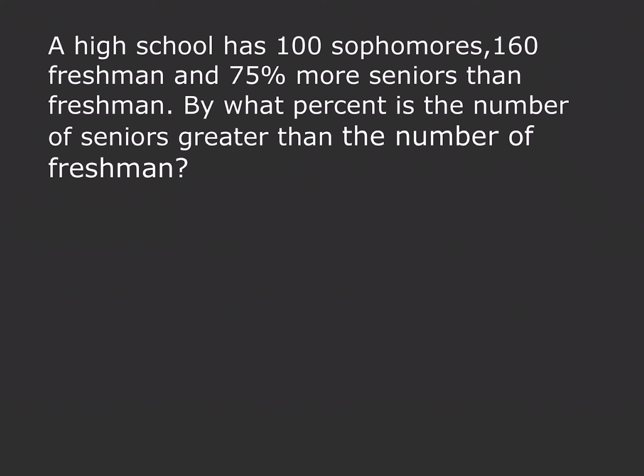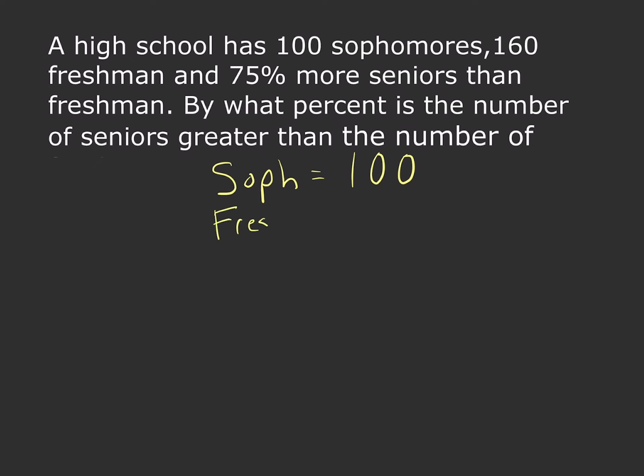Now, this problem says a high school has 100 sophomores, 160 freshmen, and now they give you a percent, 75% more seniors than freshmen. Before we even go on to the actual question, I want to put that information out of sentence form and into shorter notation. So I'll put soph for sophomores equals 100, and fresh for freshmen equals 160.